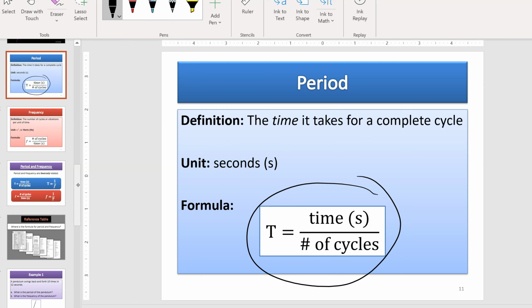If they tell you it takes 6 seconds to do 2 cycles, what's the period? You just do 6 seconds divided by 2 cycles. And you get a period of 3 seconds. That's super important. How much time does it take for one cycle? 3 seconds. That's the period. I like to say it's the period of time. That's a saying. People say that. What's the period of time it takes for a complete cycle? How many seconds for one?